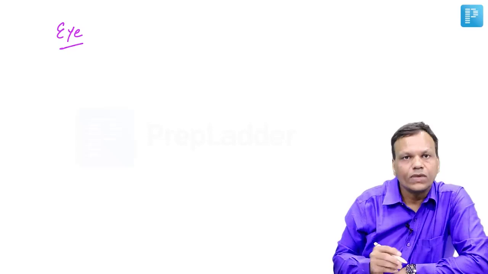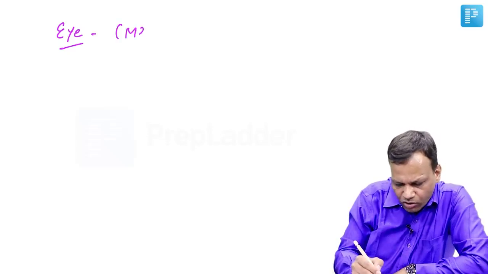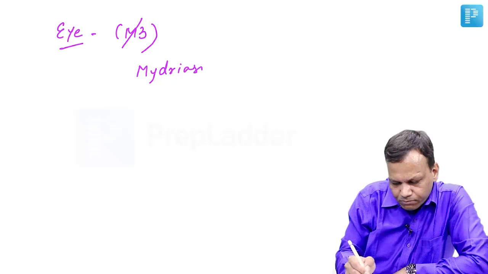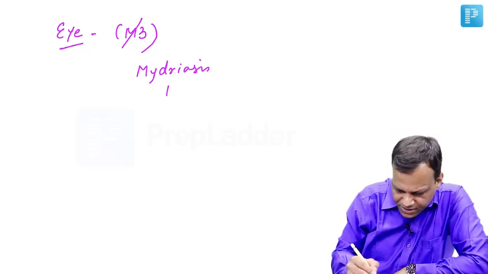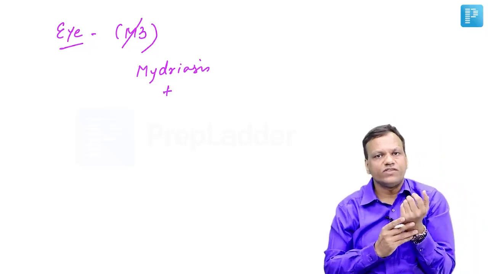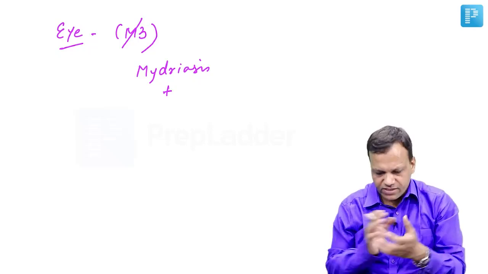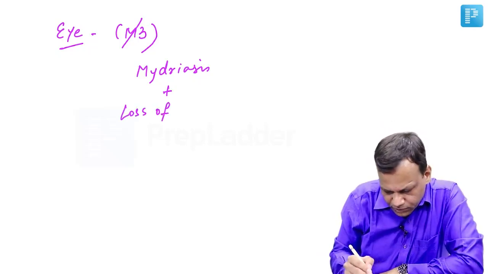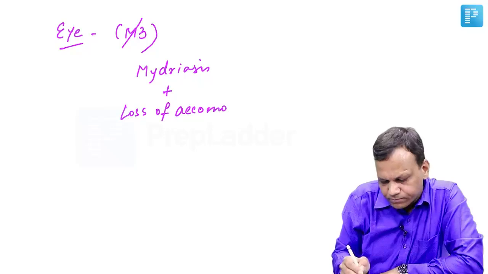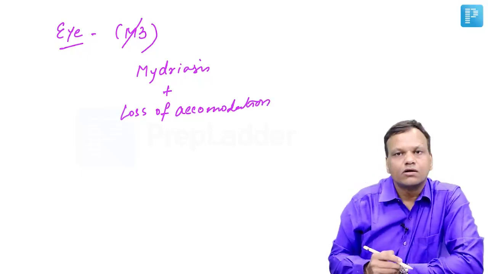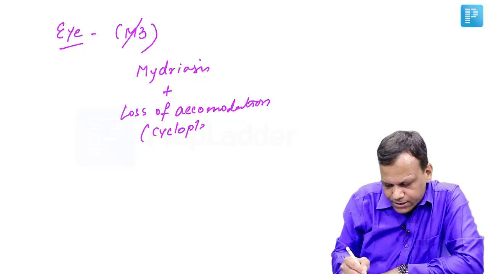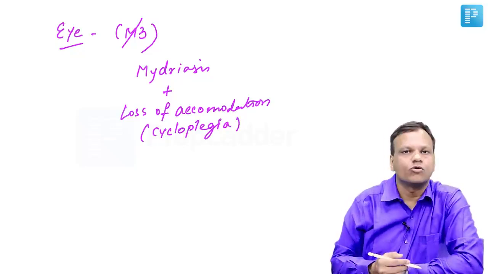Next important is the eye. M3 receptor was causing miosis. The blocker of M3 will cause mydriasis. Not only mydriasis, these will also cause loss of the accommodation reflex. Accommodation cannot happen, so that is known as cycloplegia. They cause mydriasis and cycloplegia.